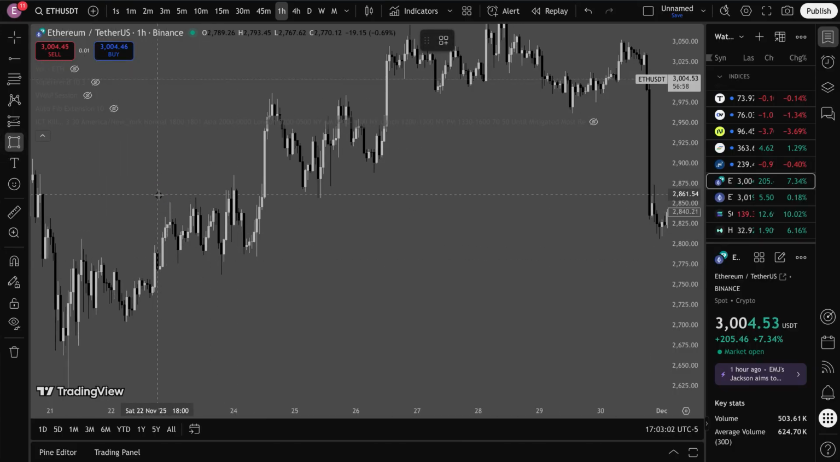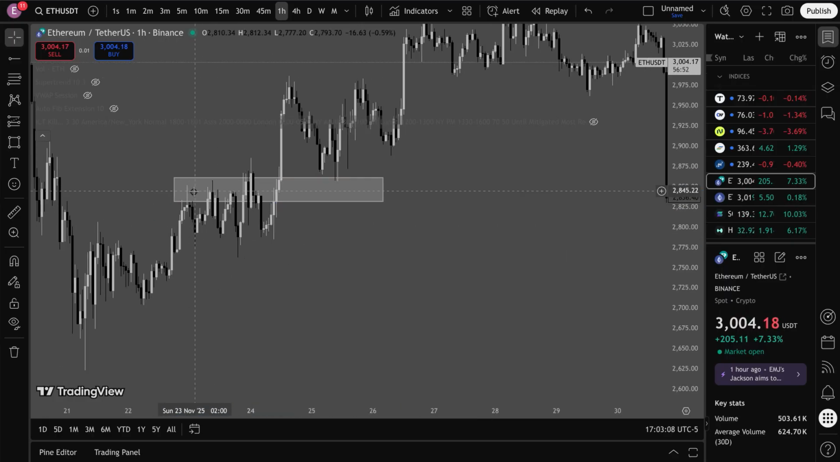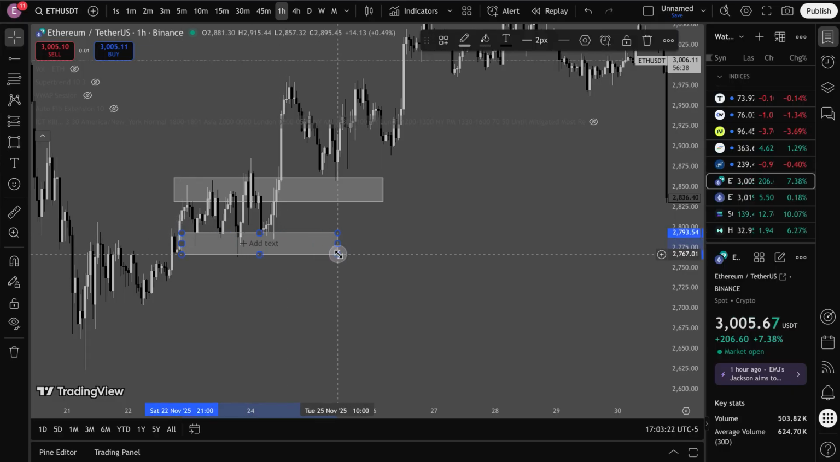Okay, so as you can see right here, which is a great example, we have a clearly defined resistance level. As you can see, price is resisting, and then finally it breaks through, and then we also have this clear level of support where price is supporting, bouncing, and then eventually takes off.